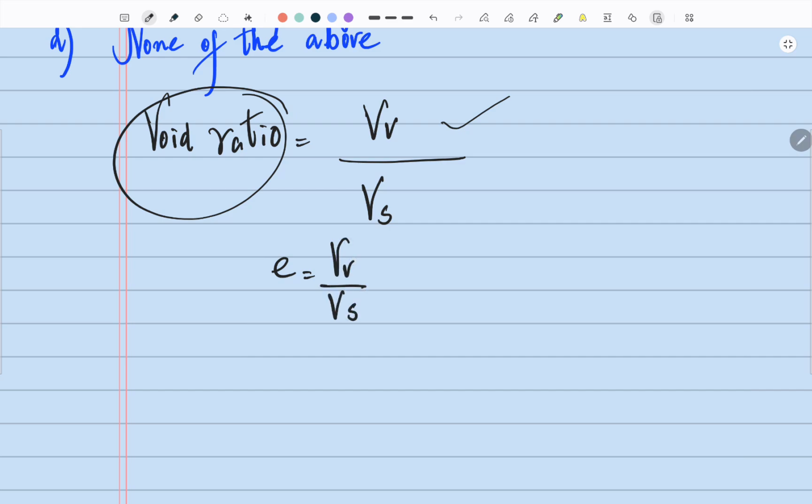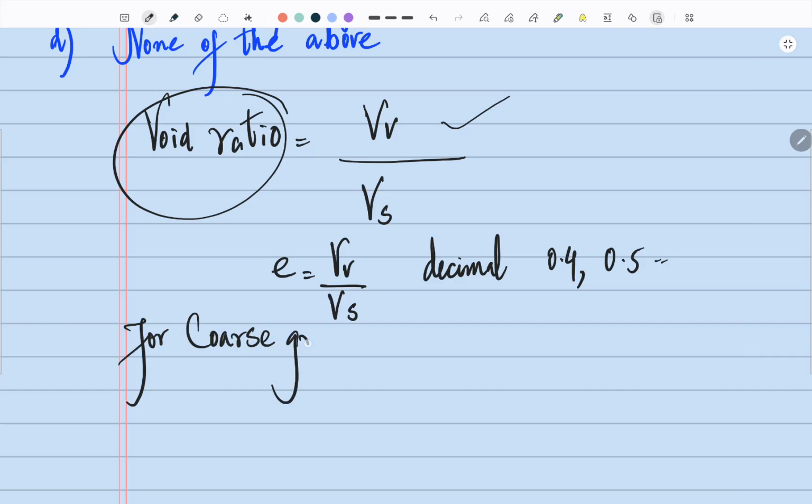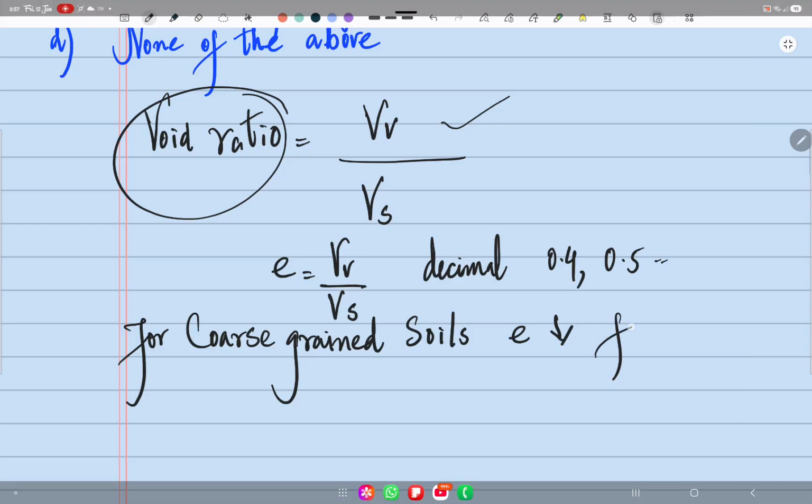The void ratio is expressed as a decimal. We don't usually express it as a percentage, rather we express it as a decimal, such as 0.4, 0.5, etc. And it must be noted that for coarse grained soils such as sands and gravels, this void ratio is generally smaller than that for the fine grained soils.